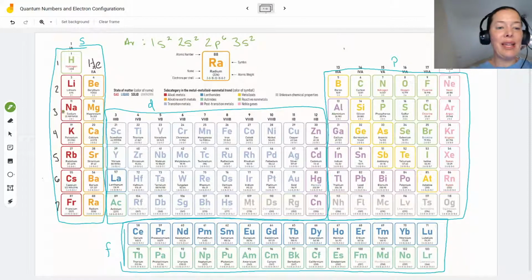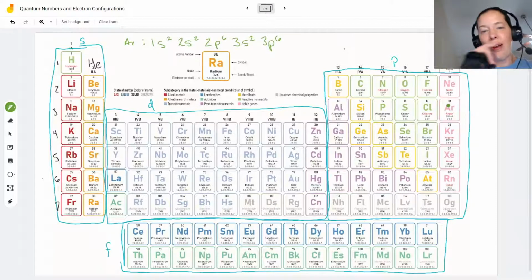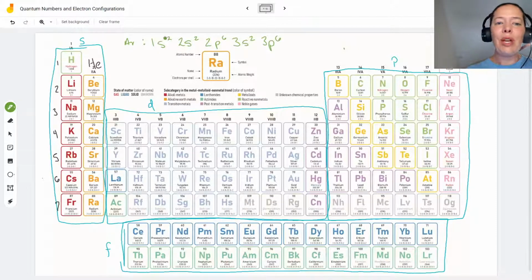And then I'm out of space in my 3s, and I'm jumping all the way across back to my p's again, but these are my 3p's. So 3p, and let's count across until we get to argon. 1, 2, 3, 4, 5, 6. And now we've hit argon, so we should have 18 electrons. So let's count up. 2 and 2 and 6 is 10, plus 2 more is 12, plus 6 more is 18. So those are my 18 electrons for argon.